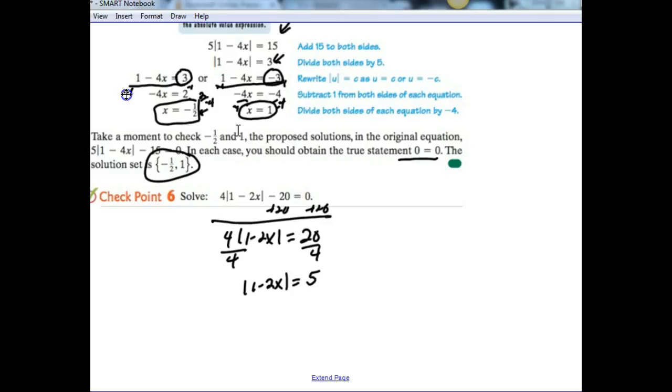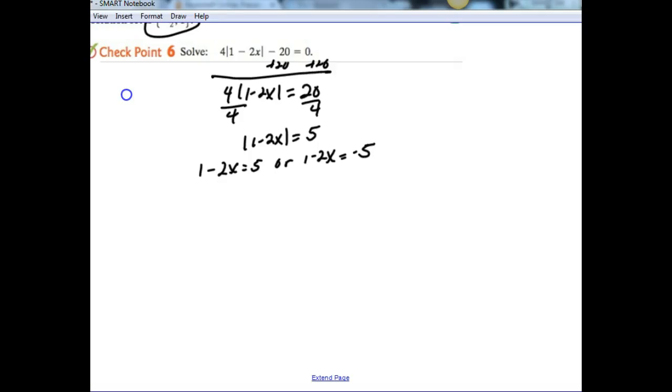Now, remember, like I said before, when that's an absolute value, I don't know if 1 minus 2x is equal to 5, or if 1 minus 2x is equal to negative 5. So I have to be able to work it both ways so that I can see both answers. So I'm going to subtract 1 from both sides. That's going to leave me with negative 2x equals 4. Divide both sides by negative 2, and x becomes negative 2 as one of my solutions.